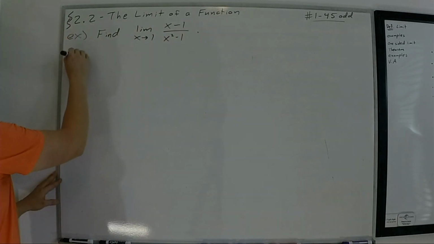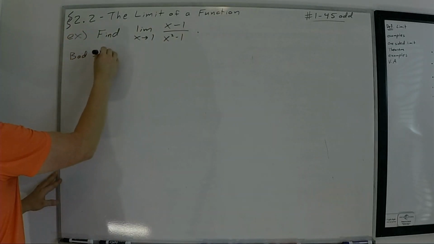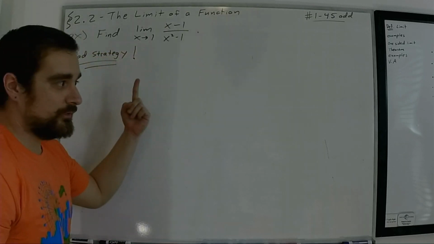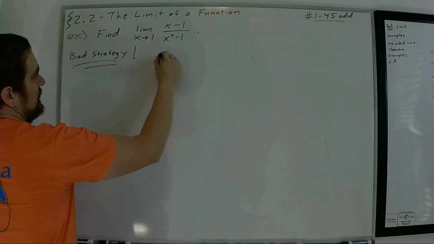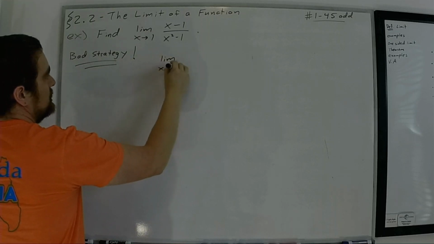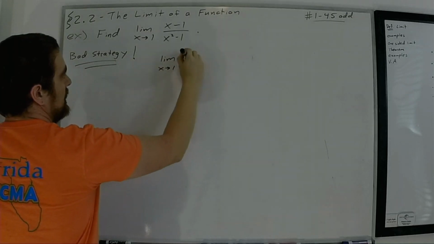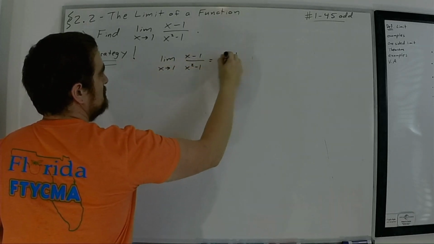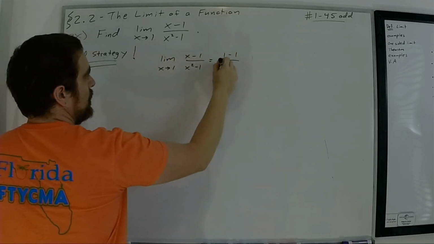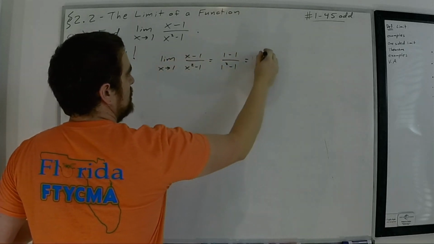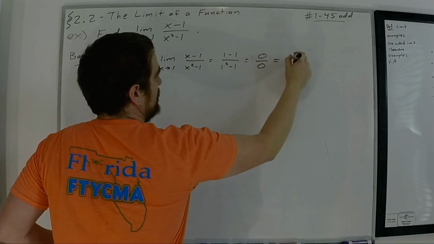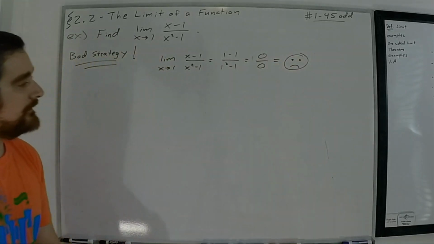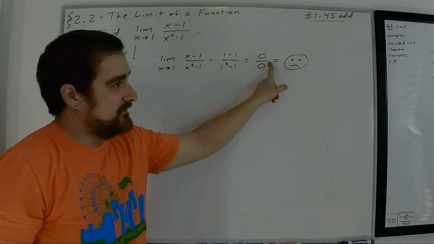This is what I would like to call a bad strategy, which means don't do that. I'm going to say, oh, well, the limit as x goes to 1 of x minus 1 over x squared minus 1 must be just 1 minus 1 over 1 squared minus 1, which is 0 over 0, which is, I have no idea. This is not 0.